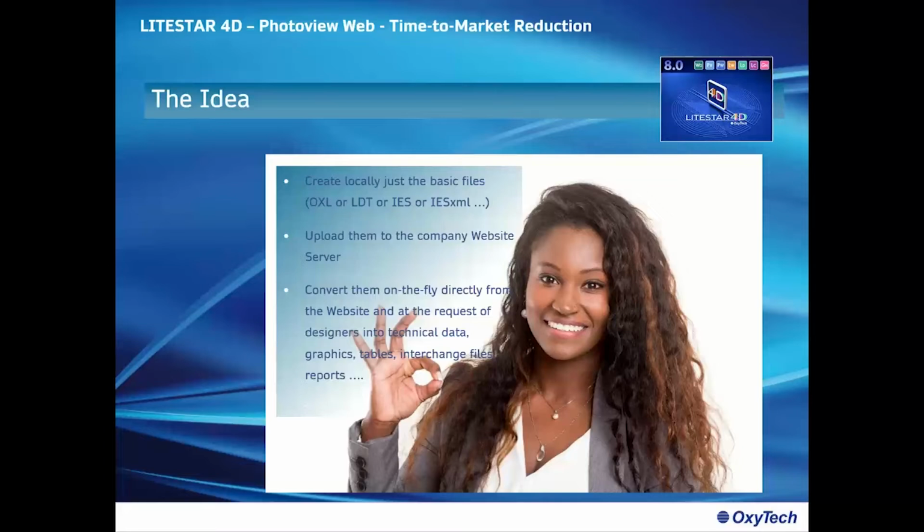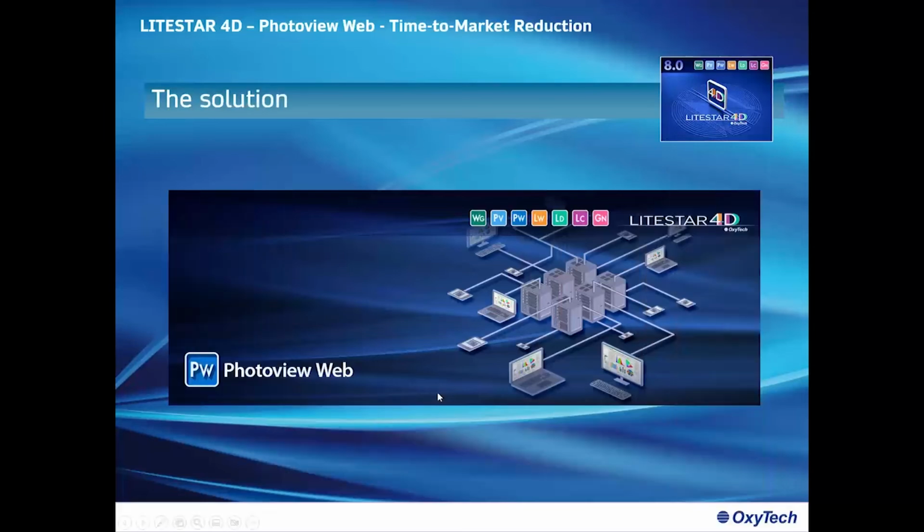And I have to say that it was really, from our point of view, the proper choice, because it gave us the opportunity to manage in a very simple way a huge set of data related to the same product. Then we upload them to the company website server, and last, convert them on the fly directly from the website and at the request of the designers into technical data, graphics, tables, interchange files, reports. So anything that can be developed from a single file, we can convert it into all these options. And really, from our point of view, the solution is Photoview Web.